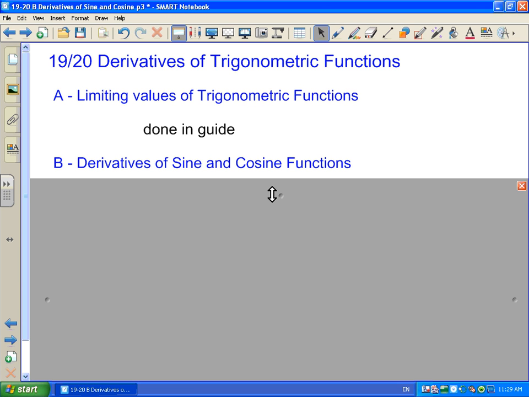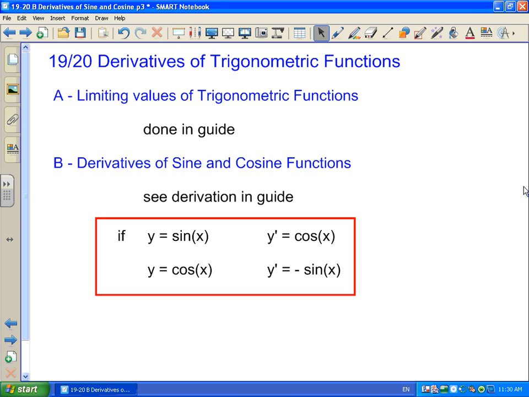Now, at this point, we could do a derivation showing how, from first principles, we can derive the expressions for the derivative of the sine and the cosine functions. That's also done in the guide, so I'm not going to do it here. In the red box here are the two facts that we need to know. If we have a function y equals sine of x, the derivative of y equals sine x is cos x. And if we have a function y equals cosine of x, and we take the derivative of that, we get y prime equals negative sine x.